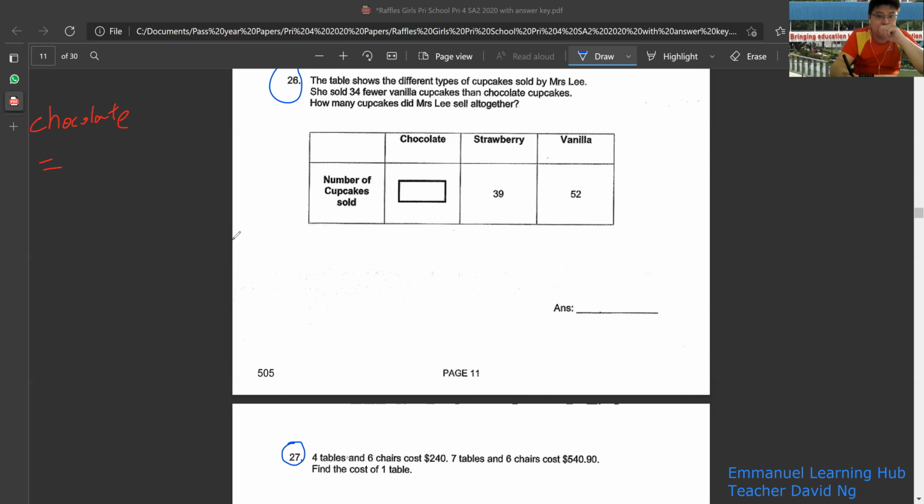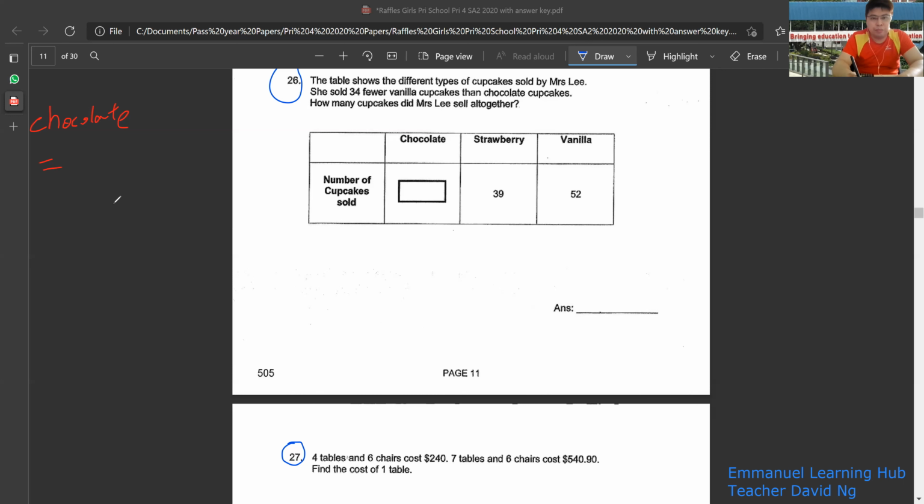Chocolate and vanilla, which one has more? Chocolate has more, right? So chocolate has how many more? 34 more. So you know how to find the number of chocolate cupcakes? Yes. What must you do?